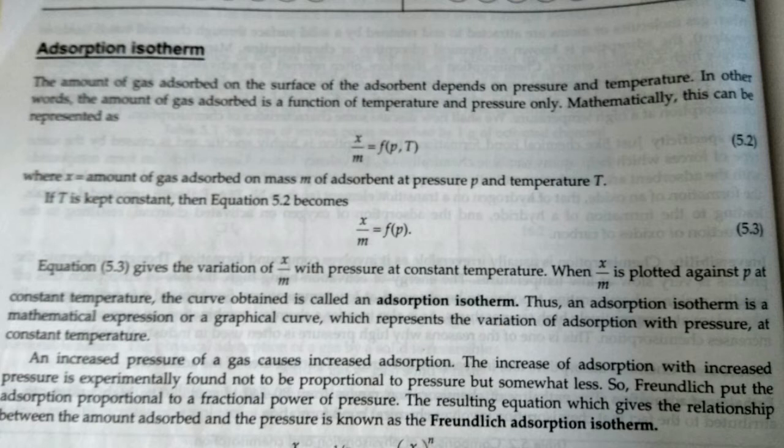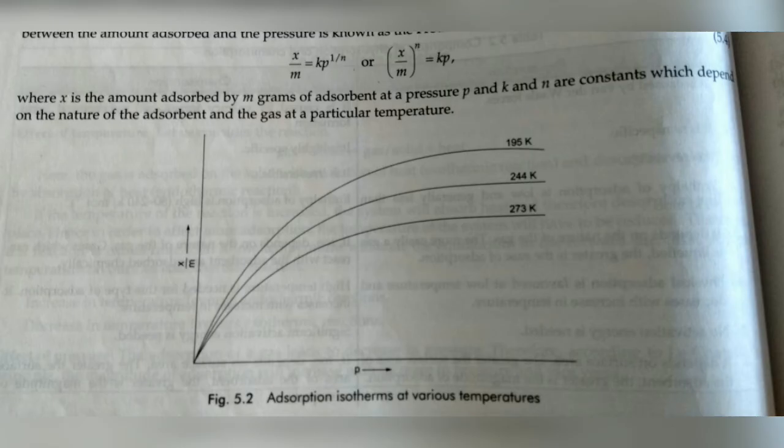Thus, an adsorption isotherm is a mathematical expression or a graphical curve which represents the variation of the adsorption with pressure at constant temperature. An increase of the pressure of a gas causes adsorption. The increase of the adsorption with the increased pressure is experimentally found to be proportional to the pressure but somewhat less. So, Freundlich put the adsorption proportional to the fractional power of the pressure. This is important. The resulting equation gives the relationship between the amount adsorbed and the pressure, and is known as the Freundlich adsorption isotherm.